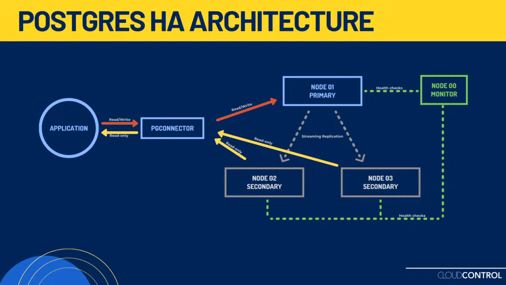So let me understand this. If I don't make any changes in the application, I have only one data source, and that will be pointing to the read-write port of the PG connector. That means all the calls are going to the master or the primary, right? That's correct. And in that case we are not leveraging the other cluster members for reads, the resources of other members.